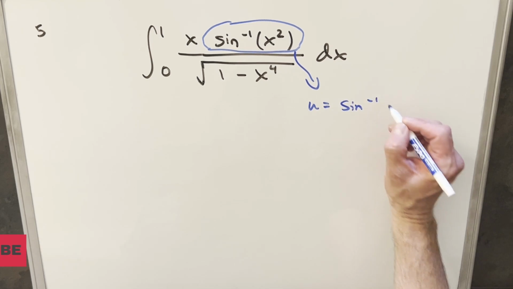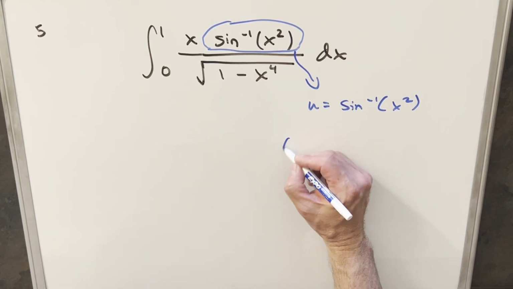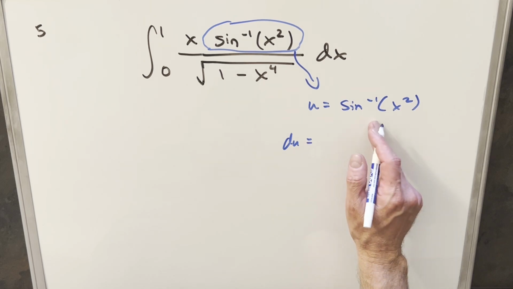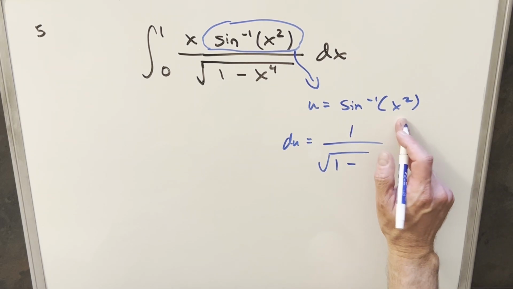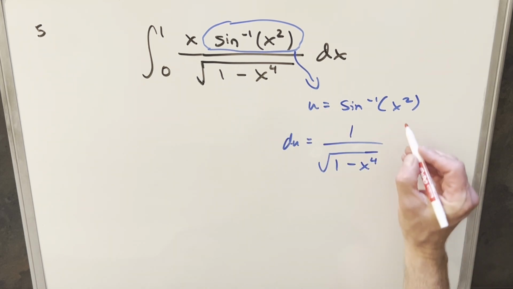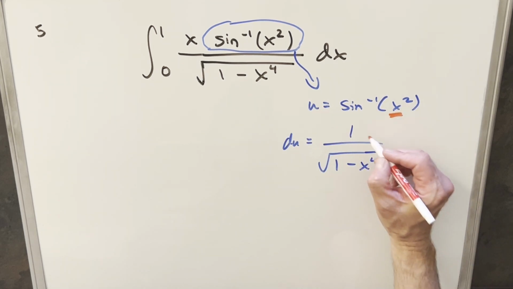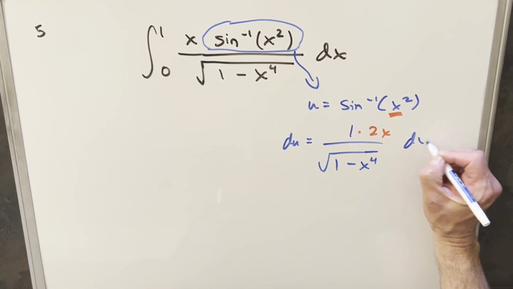So we'll make u equal to arcsine of x squared. And I'll go ahead and take a derivative here. So for du, first we're going to have 1 over the square root of 1 minus this squared. So that gives me this x to the fourth here. But then we need the chain rule on this right here. Taking the derivative of x squared, that's just going to give me a 2x here in the numerator. And we'll add on this dx.